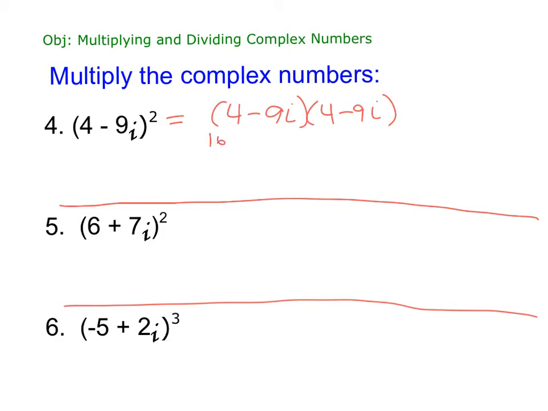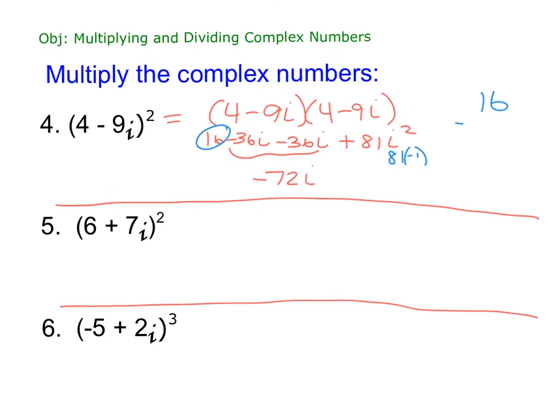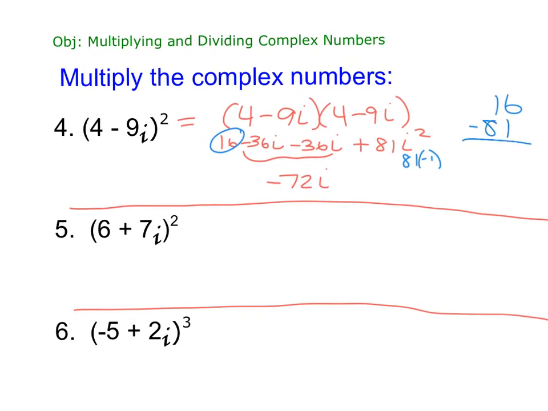All right, so we got 16 minus 36i minus 36i plus 81i squared. That middle term is negative 72i. And then we have our 16. And then 81 times negative 1, negative 81. Put those together, negative 65. Yep. And that's our answer.